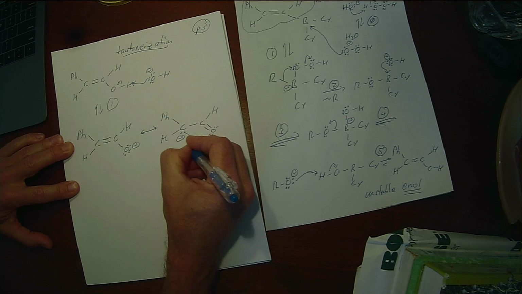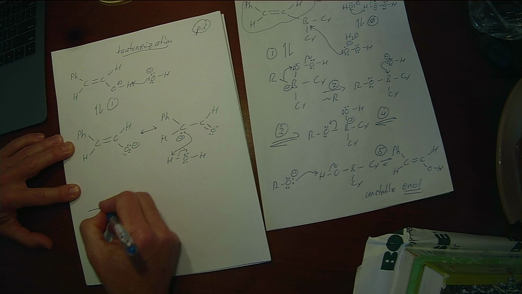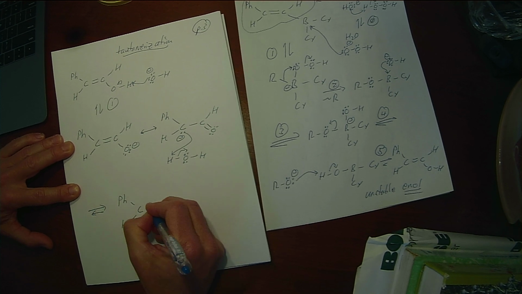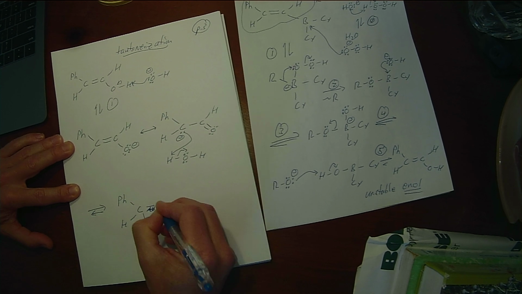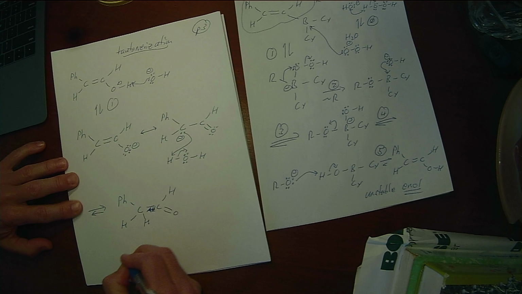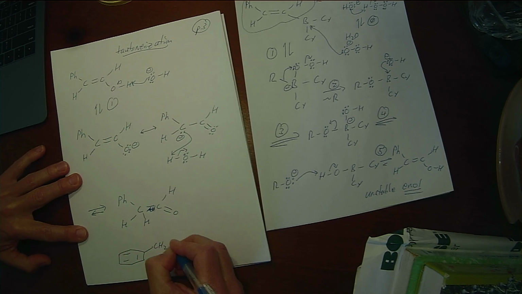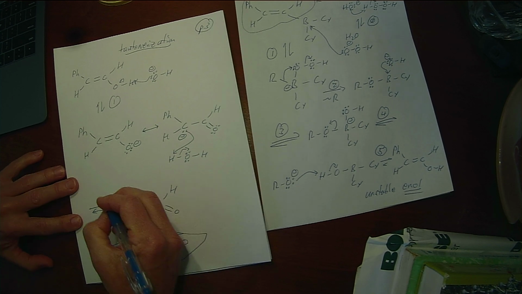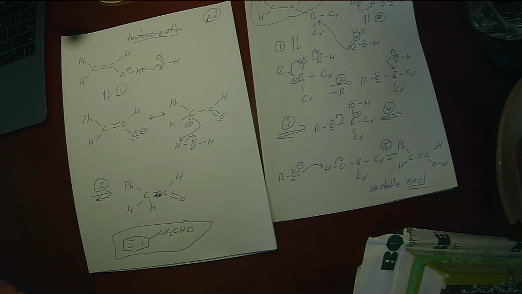And then water can protonate that to generate the final product, which is the aldehyde. No double bond anymore. And I'll just redraw that with the phenyl ring in the first. So we have CH2, CHO. That's the actual final product. So this keto-enol tautomerization is an equilibrium that favors the more stable carbon-oxygen double bond.